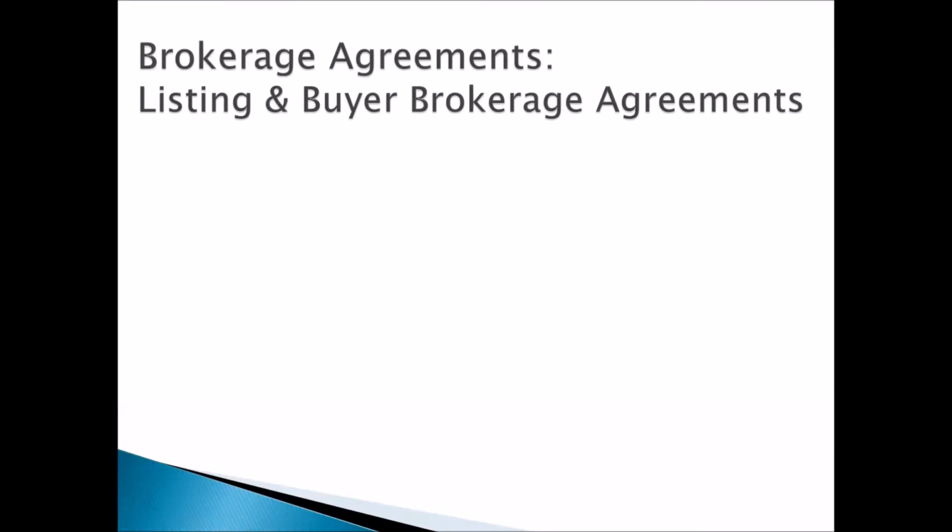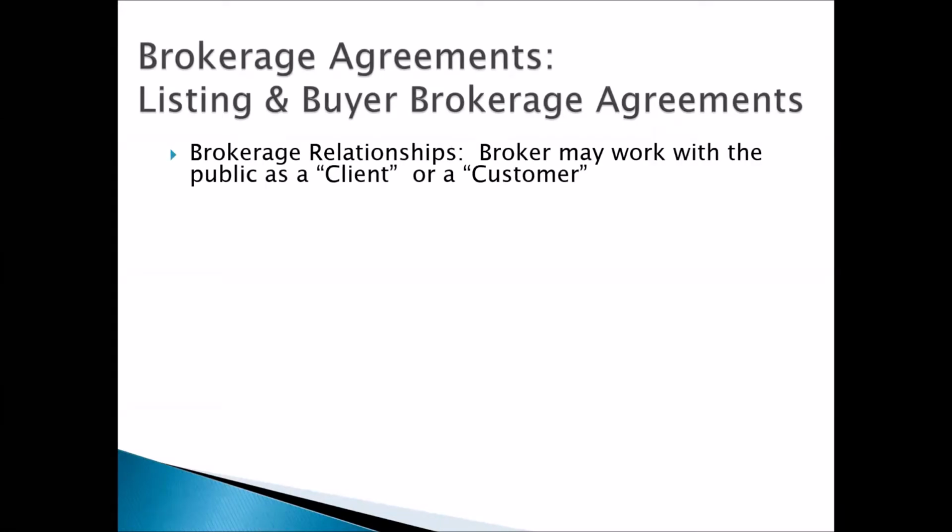And the first thing we're going to start with is where everything starts, the brokerage agreements. And we're going to get specific about the listing agreement in just a minute. But generally speaking, brokerage relationships: a broker may work with the public as a client or a customer. So the public has a choice when they come to you as the agent, if they want to be your client or your customer. And also, please note, generally speaking, in this class and on the forms, when it says broker, the word broker also means brokerage as a firm and affiliated licensee, which is you.